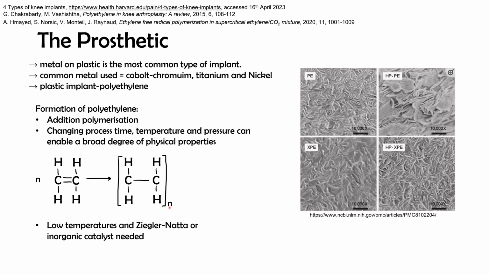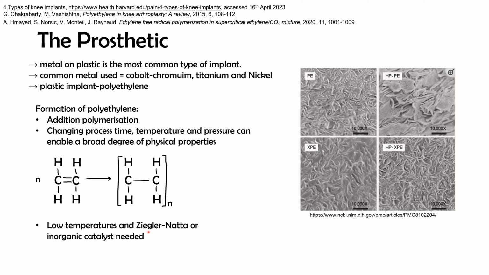Polyethylene is produced by addition polymerization via a chain growth mechanism from ethene with a catalyst. Highly cross-linked polyethylene is based on low-density polyethylene, which is produced by free radical polymerizations with high temperatures and pressures.